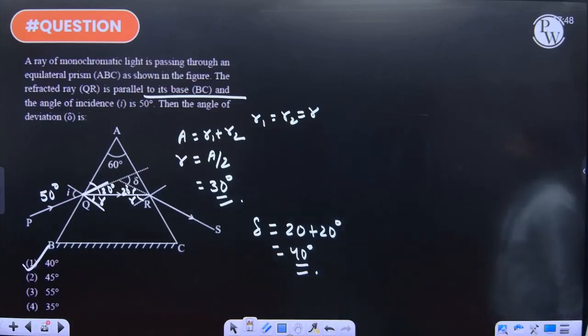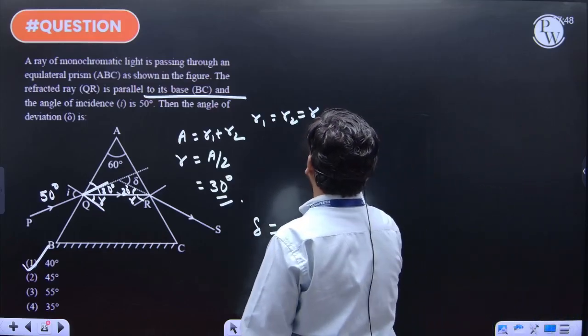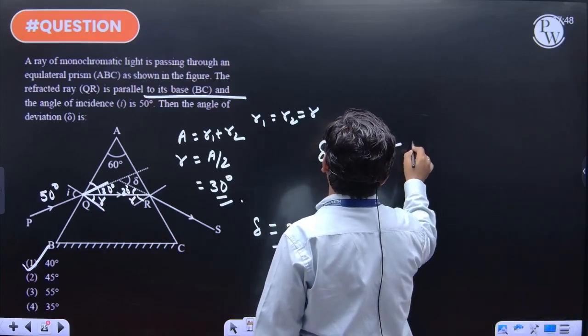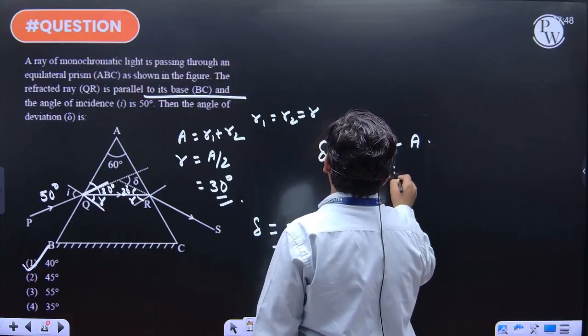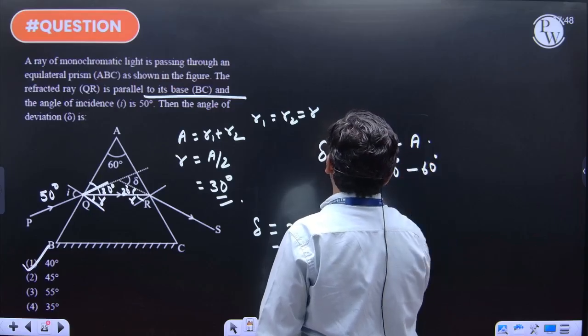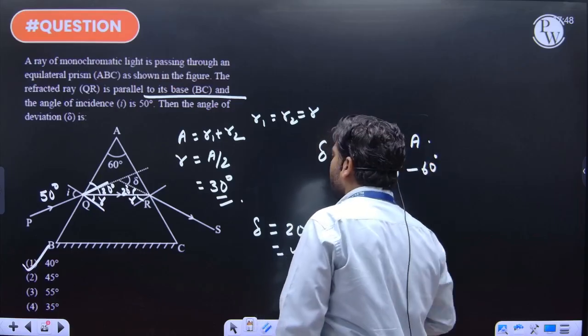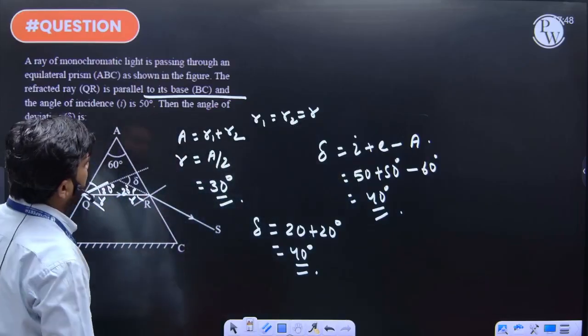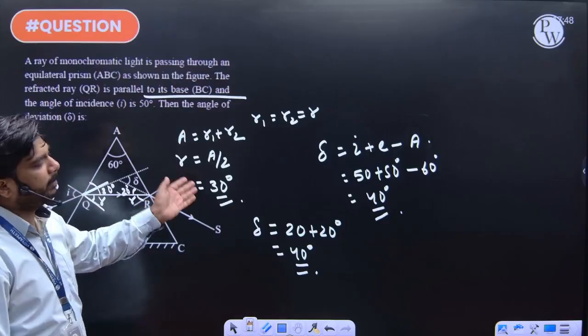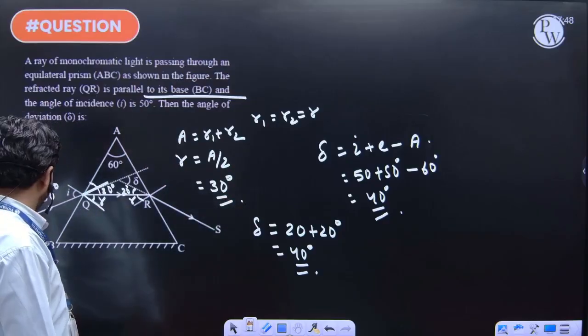Or one more formula is there, direct formula you can use. Delta is equal to I plus E minus A. So what is your I? 50. What is your E? 50. Minus A is 60. 100 minus 60 is 40 degree. So I am giving you both the ways. If you don't remember the formula, how you should proceed. If you remember the formula, how you should proceed. Next.